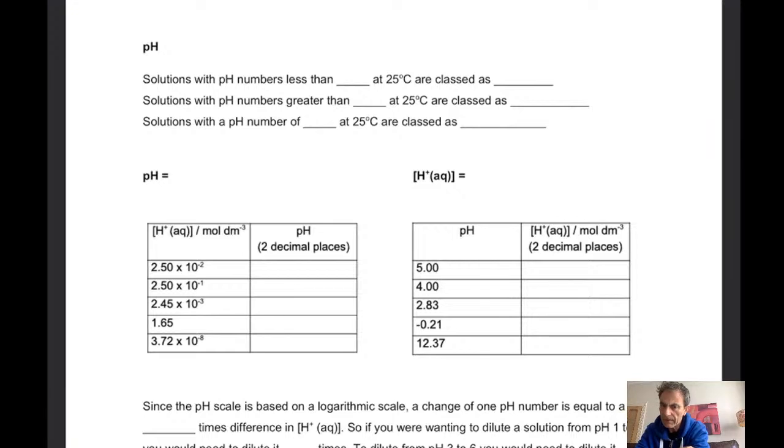So just some basics first. Solutions with pH numbers less than 7, but I'm going to stress that's only relevant at 25 degrees C, you'll see why when we get on to something called Kw, the ionic product of water. So the temperature has to be 25 degrees C for these statements to be true. Solutions with pH less than 7 are classed as acidic.